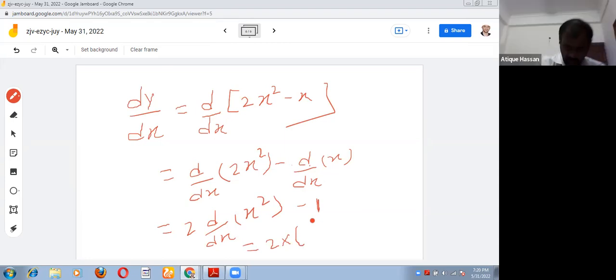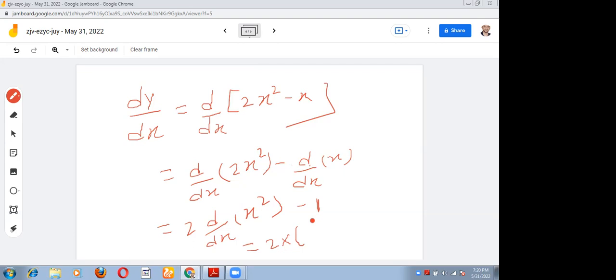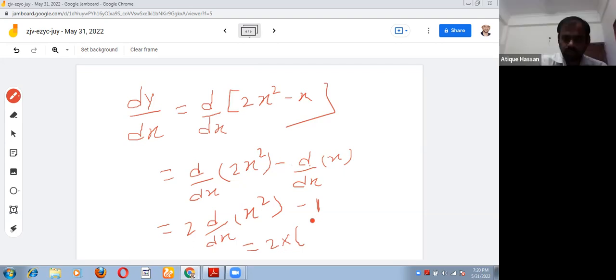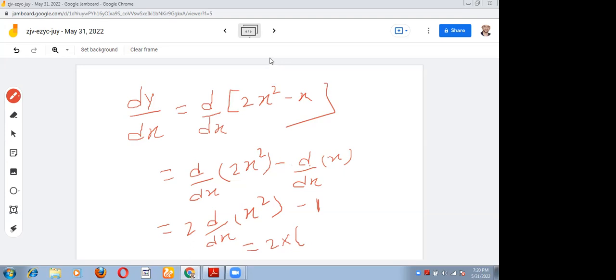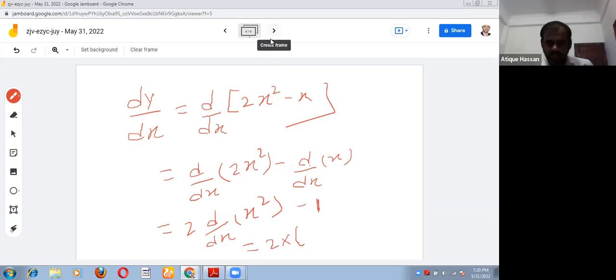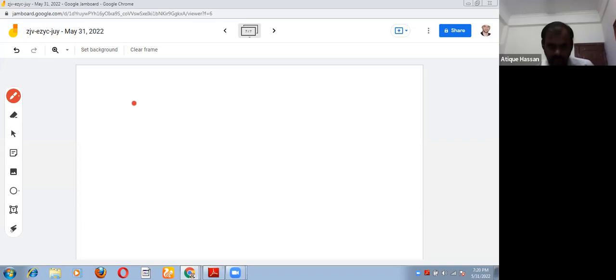What is the differentiation of x square? X. Sami is telling the differentiation of x square is x. Is it true? Before that, what is the differentiation of x square?